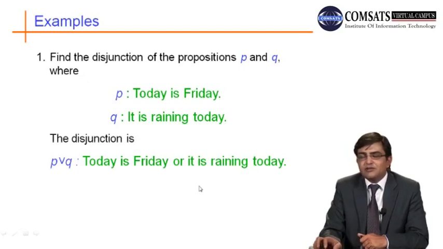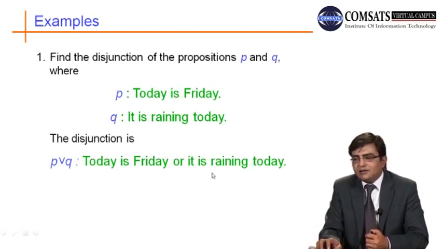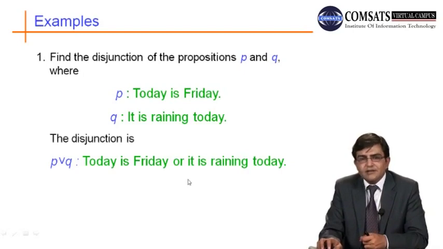Now this statement will be true if both P and Q are true, or either P is true or Q is true. In these three cases, for example, if today is Friday and it is not raining today, then the whole statement is true, because the connective operator here is OR. And if today is not Friday and it is raining today, then again this statement is true, because there is an OR. And if today is Friday and it is raining today, then again this statement is true. So we have three possibilities in which this statement is true.